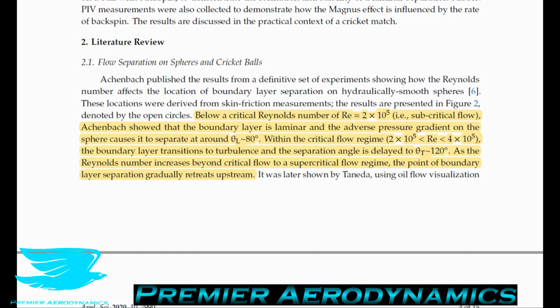Within the critical flow regime, so 200,000 Reynolds number to 400,000 Reynolds number, the boundary layer transitions to turbulence, and the separation angle is delayed to 120 degrees. So that's that difference, so that creates an imbalance in the forces. As the Reynolds number increases beyond critical flow, to a supercritical flow regime, the point of boundary layer separation gradually retreats upstream.